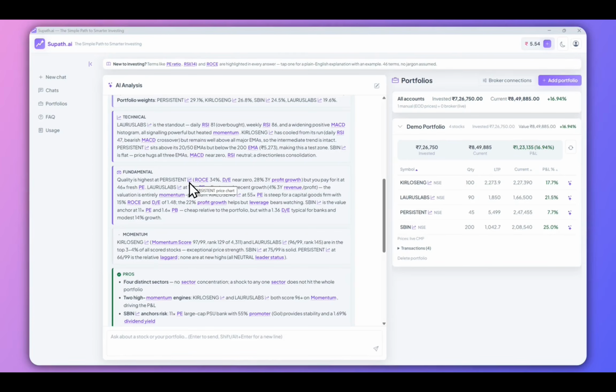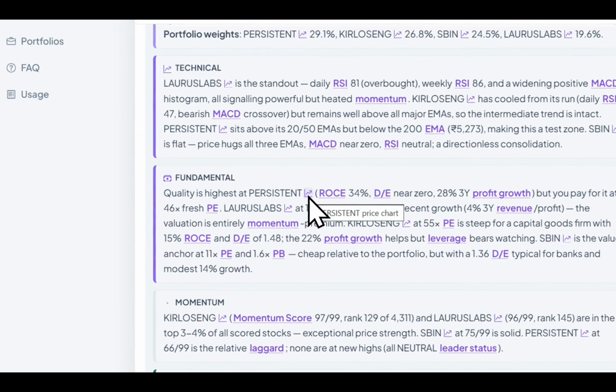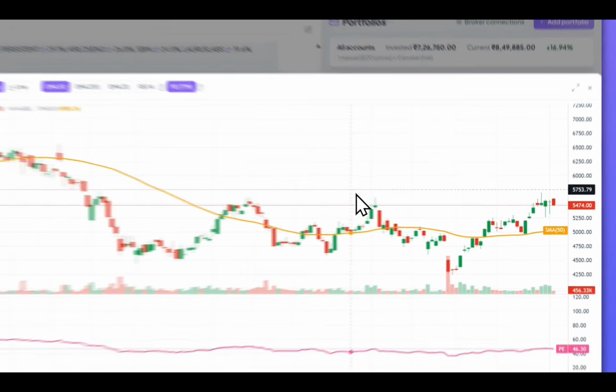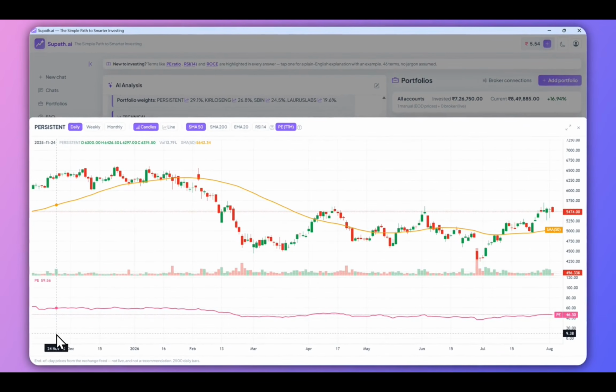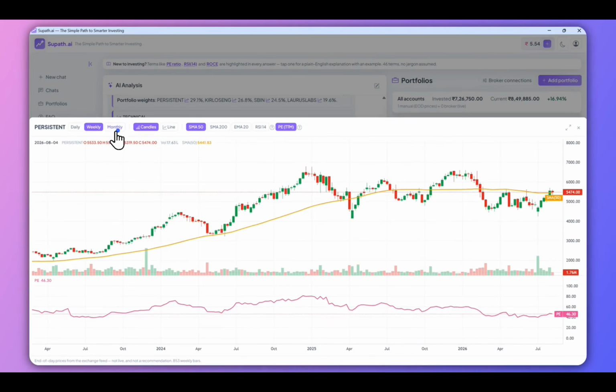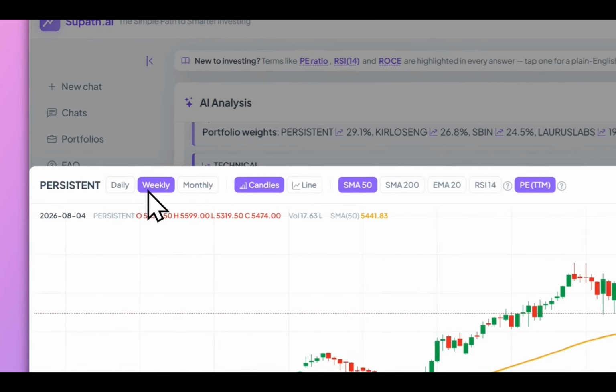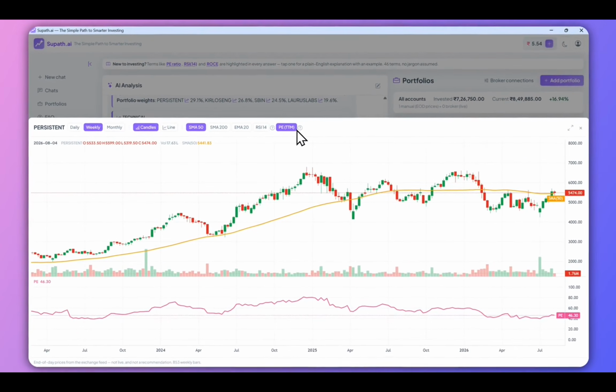One last feature, and it is the one I am most pleased with. Anywhere a stock symbol appears, in an AI answer or in your portfolio, there is a small chart icon beside it. Click it, and a chart opens from the bottom of the screen. You never leave the answer you were reading. Daily, weekly, and monthly timeframes, candles or a line, moving averages, and RSI. And then the pane you will not find on most charting tools, a PE pane.